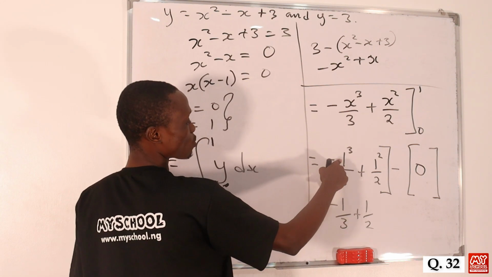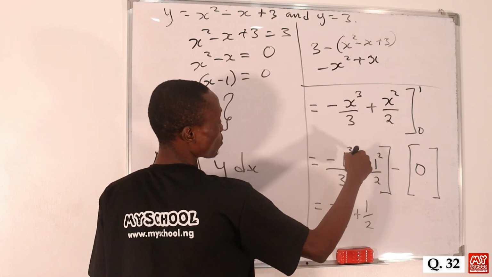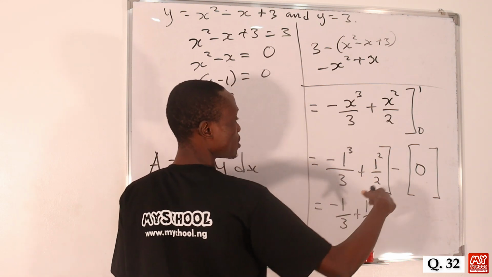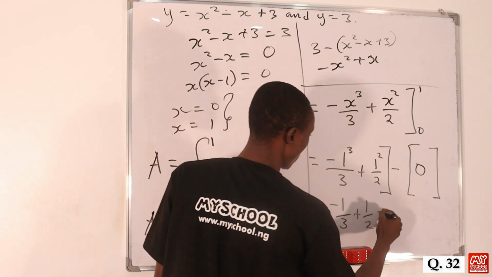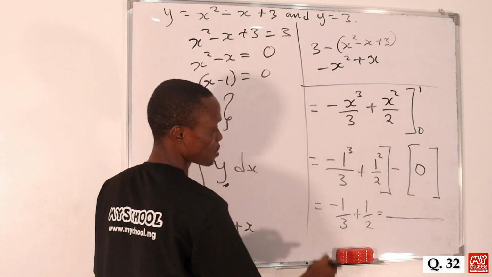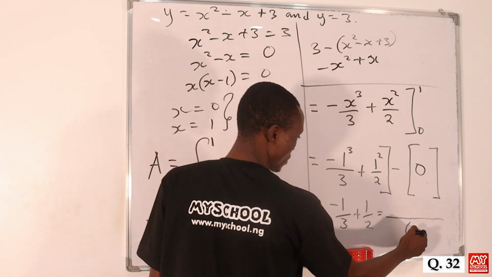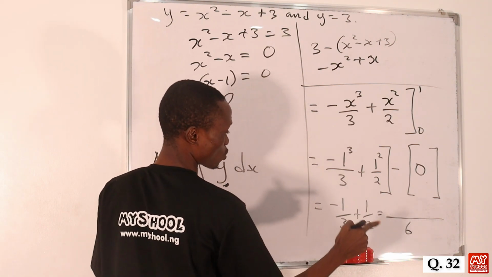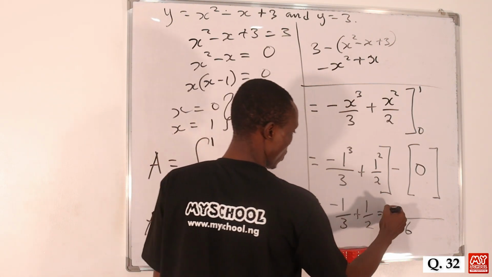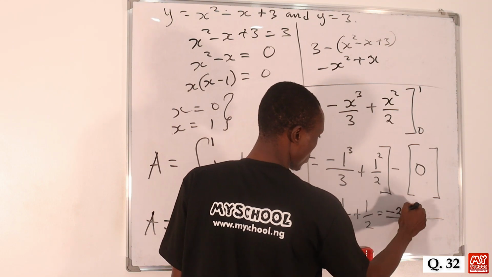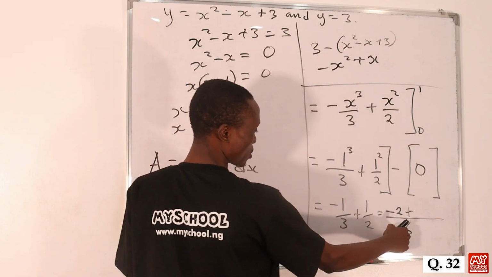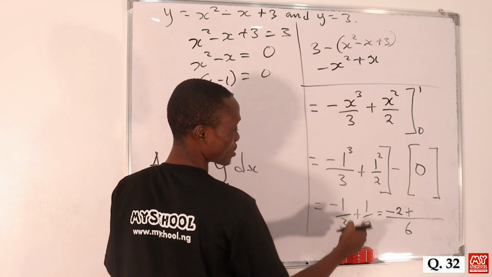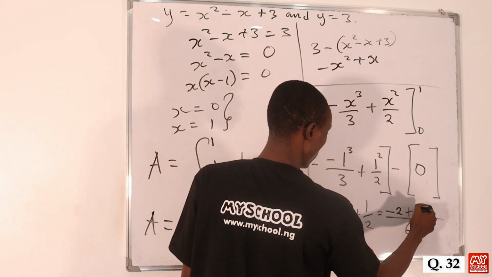because minus 1 raised to power 3 will still give us minus 1. Then 1 raised to power 2 will still leave us with 1. Okay, so here we just take the LCM. So the LCM of 3 and 2 is 6. So 3 into 6, that will give us 2. So 2 times minus 1, we have minus 2 here. Then our plus sign. Then 2 into 6, that will give us 3. Then 3 times 1, that will give us 3 here.